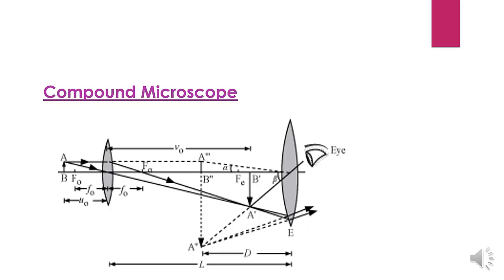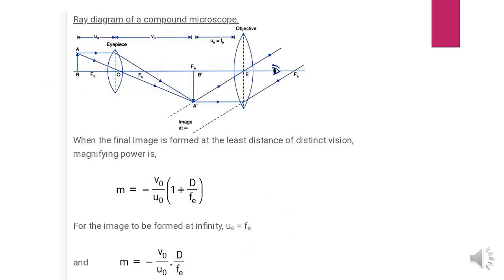Here the object is kept over here, AB, and we get the initial image at FE, between the optic center and the principal focus of the eye lens. We will also get the image over here. If it is between F and O, the image will be formed at infinity. It will be a virtual image at that time. We get an enlarged image. Right? So this is about the compound microscope.